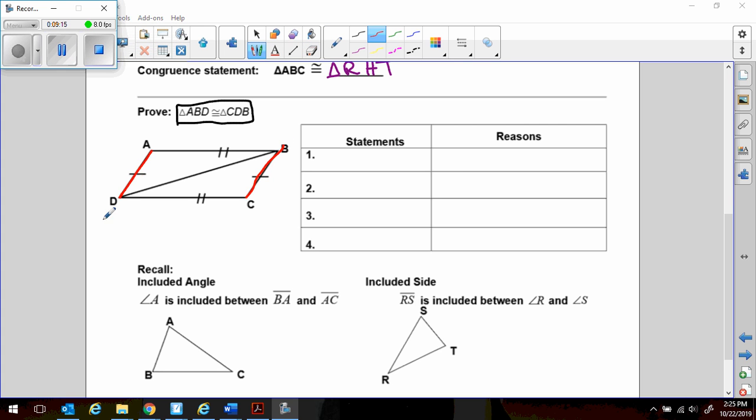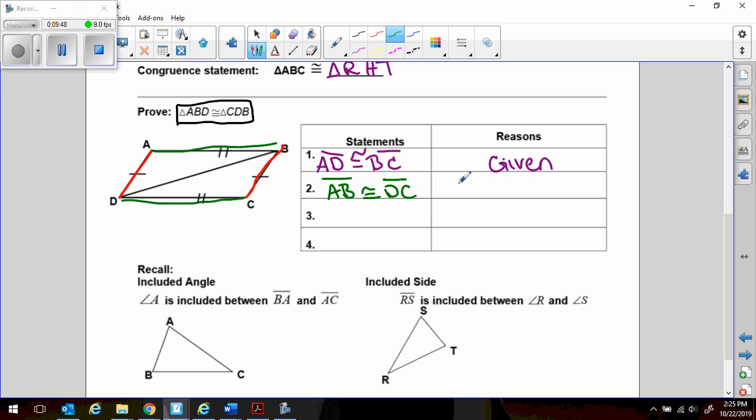So what I'm going to do is highlight these 2 sides and write it in as a statement. AD is congruent to BC, and my reason is because it is given. You're always going to start with what is given. This is new for you. That's okay. Just follow along with me. Now, do you guys see that these sides have 2 dash marks? So we're going to say AB is congruent to the one with 2 dash marks, DC, because this is also given.